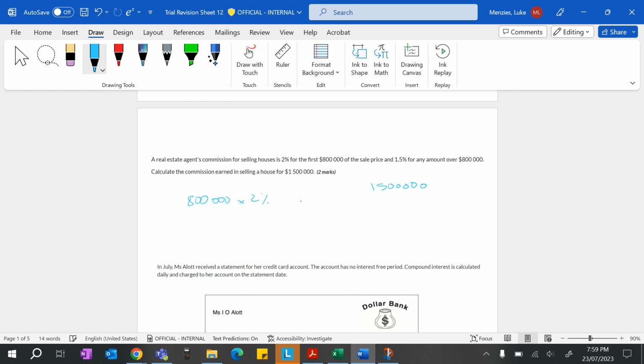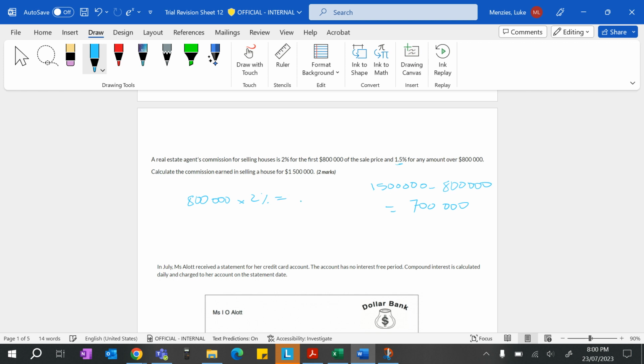The sale price is $1.5 million, minus the 800,000, and that should give us 700,000. So there's 700,000 over that, and that goes to the 1.5%.